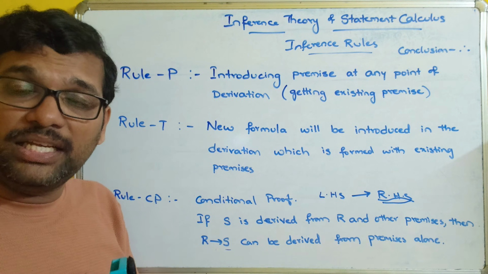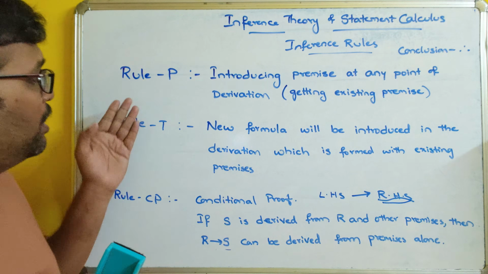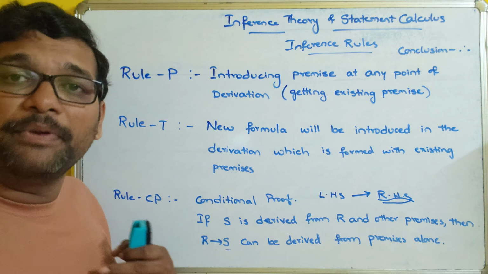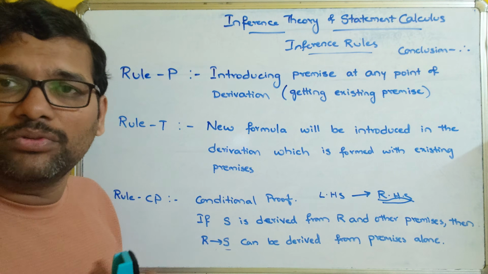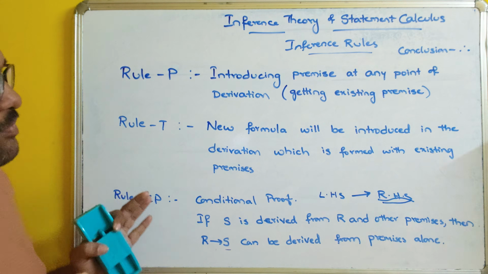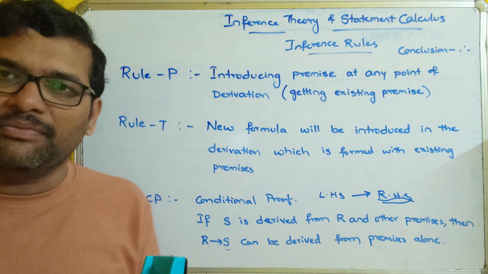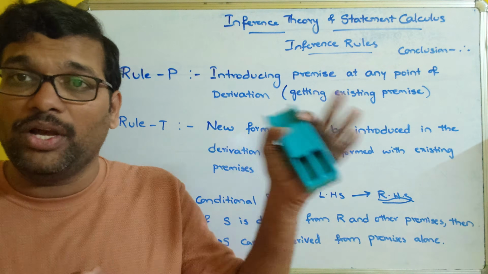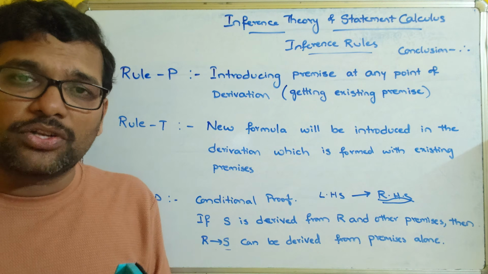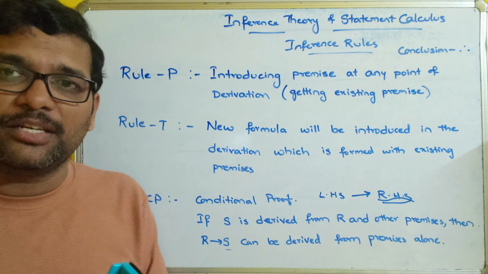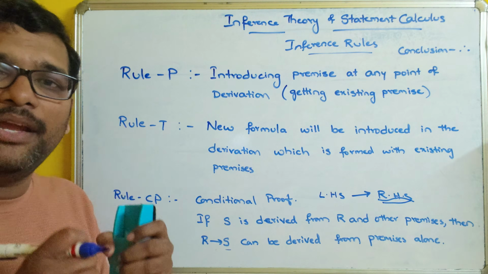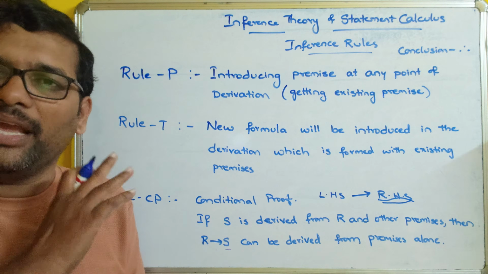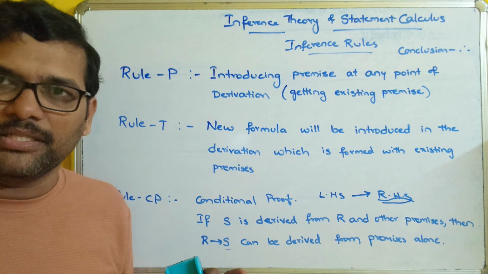In our next session, we'll see a few examples which follow rule P, rule T, and rule CP, and how the conclusion can be derived from the premises by using these inference rules. Just go through the inference rules and remember them. Not only the inference rules, we'll also be using the laws of logic, which we discussed in previous sessions. I'll post the link of previous sessions in the description, so make sure that you are good at the laws of logic and the inference rules so that you can derive any conclusion from any kind of premises.